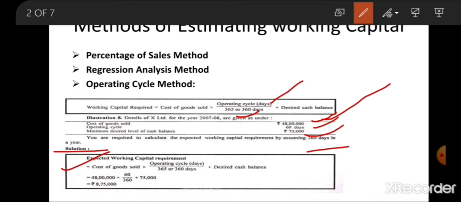So this is your cost of goods sold. Estimated working capital requirement is this, and 365 days is given, this, plus desired cash balance, this 75,000. So estimated working capital requirement is equal to 8,75,000. So this is the calculation based on the operating cycle method.